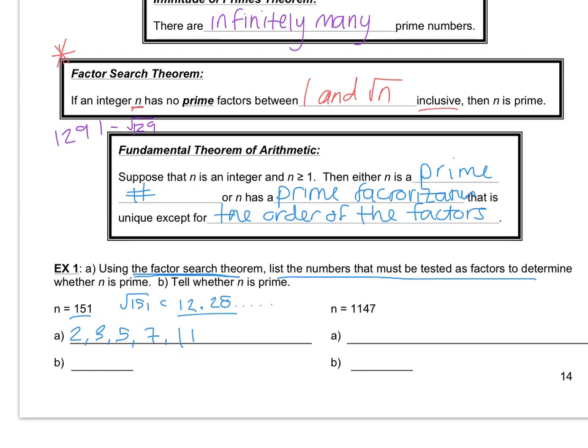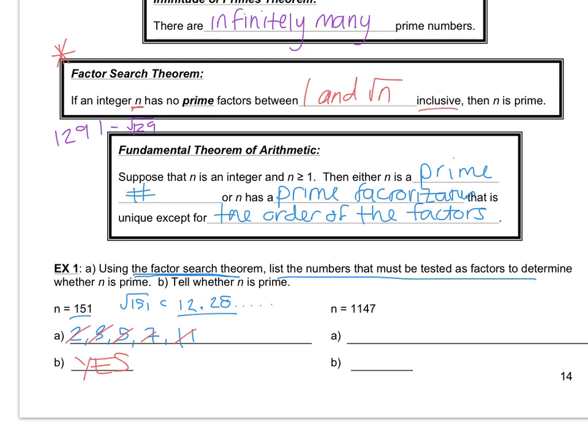prime. So then you would just check and see if 151 is divisible by 2? Obviously not. Is it divisible by 3? No, I get a decimal. 151 divided by 5? Obviously not. 151 divided by 7 is a decimal, and 151 divided by 11 is also a decimal. So I've checked all of these. 151 is not divisible by any of those, so it has no prime factors, which means 151 is a prime number.